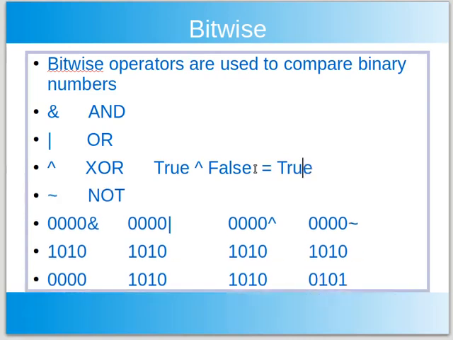Otherwise, when these two are opposite, then it returns true. If they're the exact same, if these were both true, then it will return false. So this returns false. If both of these were false, it would still return false. It's just if one, so here's a 0, here's a 1, XOR that, it returns a true.